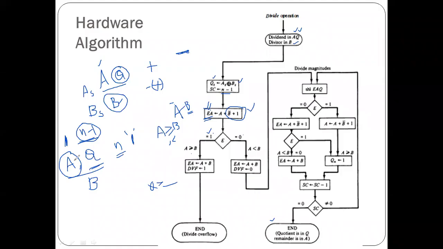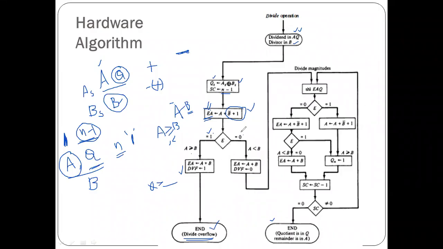So if the division is happening with 1 here itself, then the available register size is not sufficient for storing your quotient. Hence, I can conclude that it is a division overflow. So I can stop my division. I cannot perform the division. The divide overflow flag can be set and you can come out of the division.